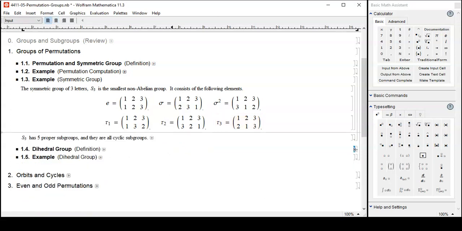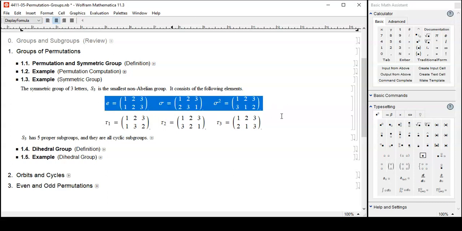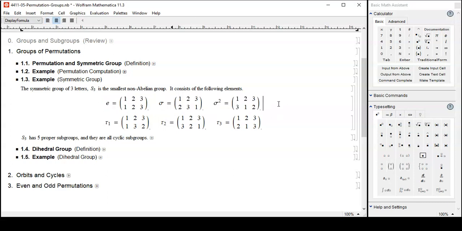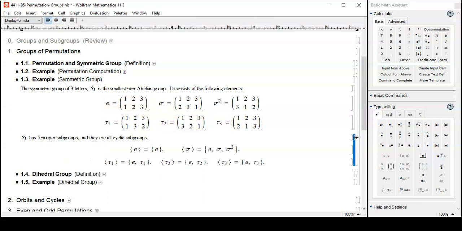It turns out S3 has 5 proper subgroups, and they're all cyclic. Let's see. Trivial subgroup is, of course, cyclic. And then, the first row here, sigma, sigma squared, and sigma cubed is back to E. So entire first row, that's going to be a cyclic subgroup. And then there are 3 more. Tau 1 and E, tau 2 and E, and tau 3 and E. Like this.